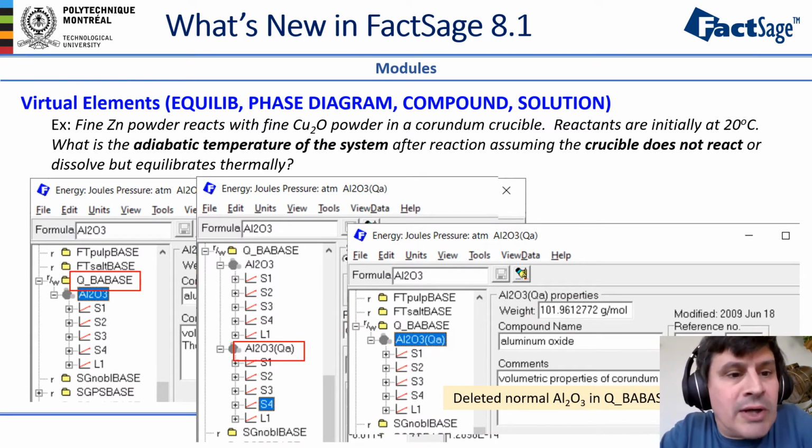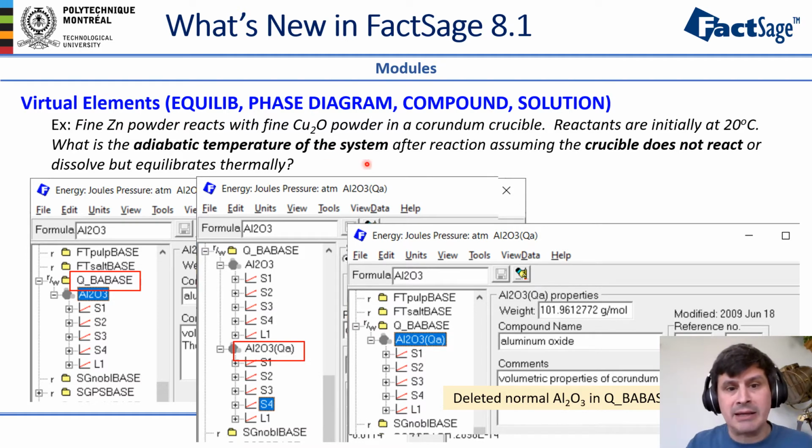So one example, you have a fine zinc powder that is mixed intimately with a copper oxide powder in a corundum crucible. You're igniting the reaction, and the reactants are initially at 20 degrees Celsius, and you would like to know what is the adiabatic temperature of the system, including the corundum crucible, if you assume that the corundum crucible is not reacting chemically, or does not dissolve, but it equilibrates thermally with the products.